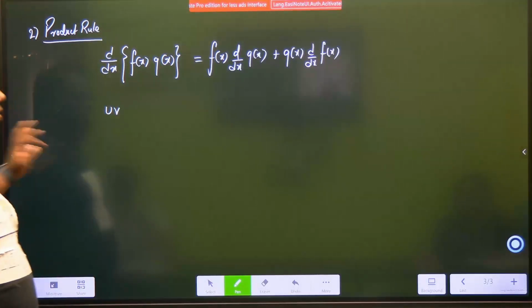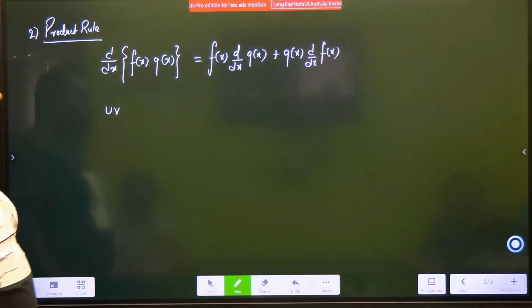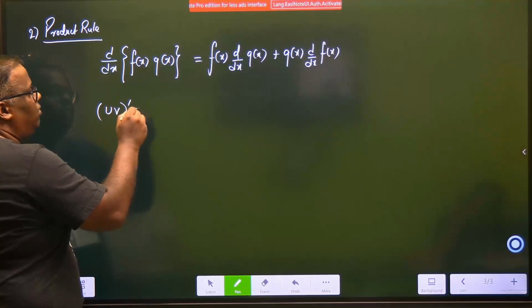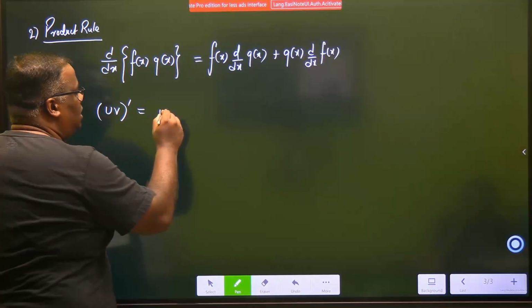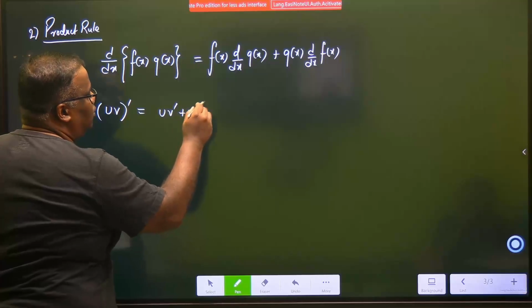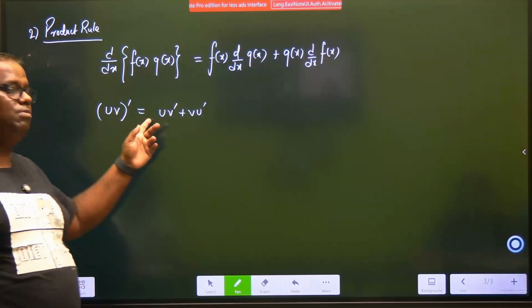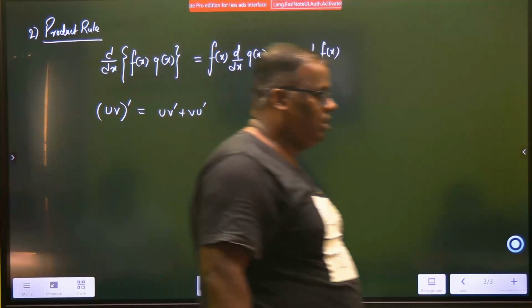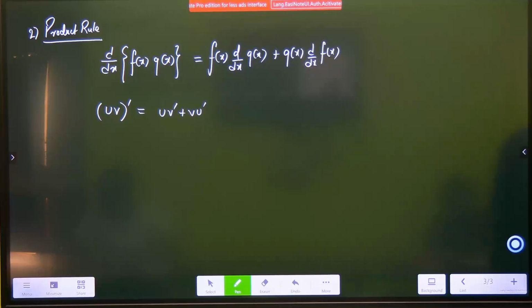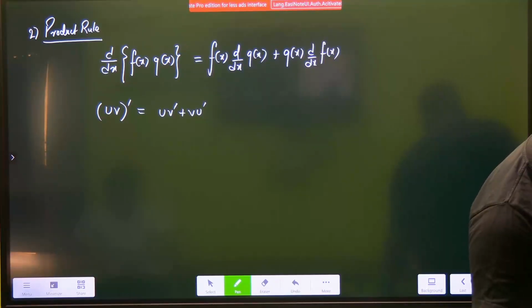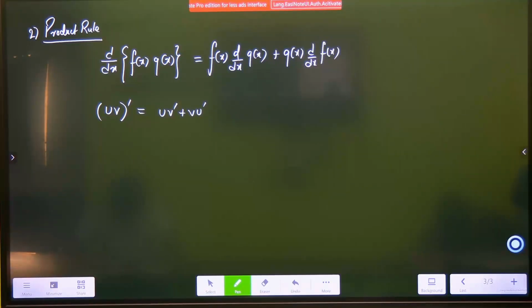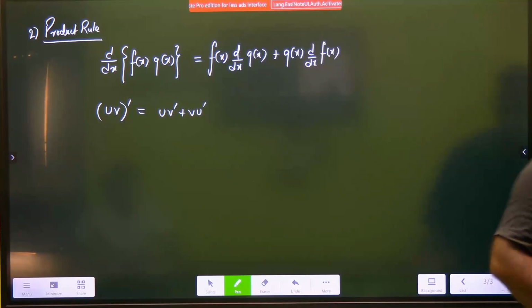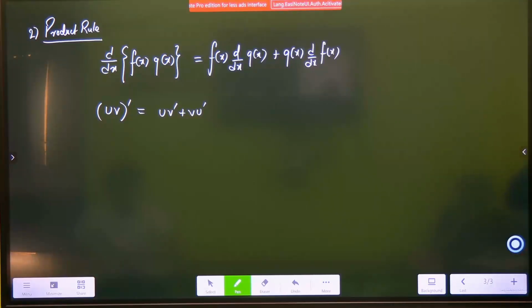UV. What do U and V mean? U is a function, V is a function. And they will say, what is the derivative of UV? U with the derivative of V, then V with the derivative of U. Understanding this becomes initially difficult. If you follow this, it is easier to understand. The derivative of a product of two functions is given by one function into derivative of the other added to the other function into derivative of the first one. First function d/dx second function plus second function d/dx first function.